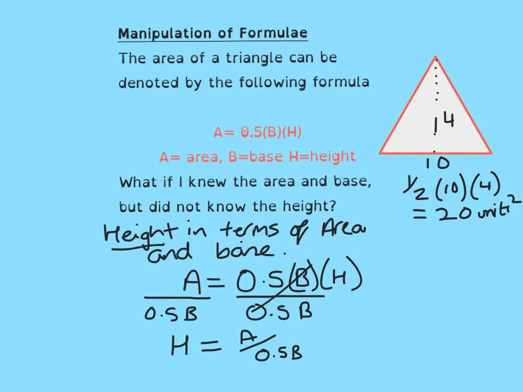So for example, if they told me that the area was 30 and the base, so A equals 30 and the base equals 10, I could now fill in that formula. So I can say 30 divided by 0.5 by 10, which will give me, 0.5 multiplied by 10 is half a 10, so that's 5, which will give me 6. So the height then of a particular triangle with the area of 30 metres squared or 30 centimetres squared and the base of 10 would be 6.